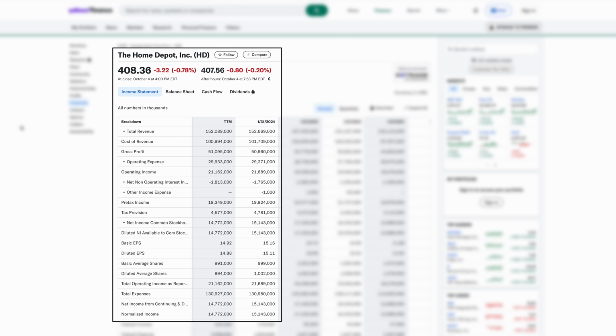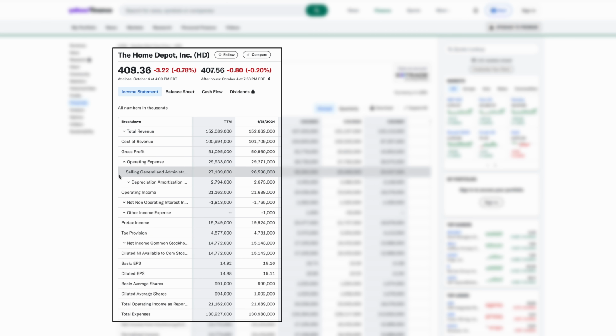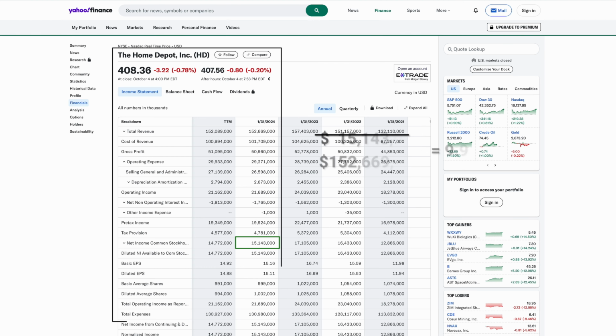And then we've got operating expenses, that's what we talked about in this video. That's the OpEx, and that's everything like selling, general, administrative costs, and then they've got some depreciation in there as well. The net income for this company is $15 billion. That gives us about a 10% net profit.